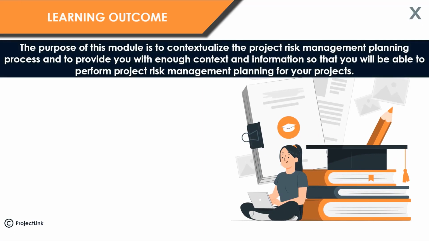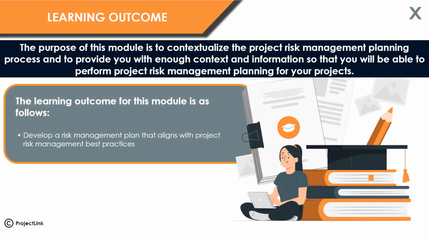Learning Outcome. The purpose of this module is to contextualize the project risk management planning process and to provide you with enough context and information so that you will be able to perform project risk management planning for your projects. The learning outcome for this module is as follows. For a project of your choice, develop a risk management plan that aligns with project risk management best practices.